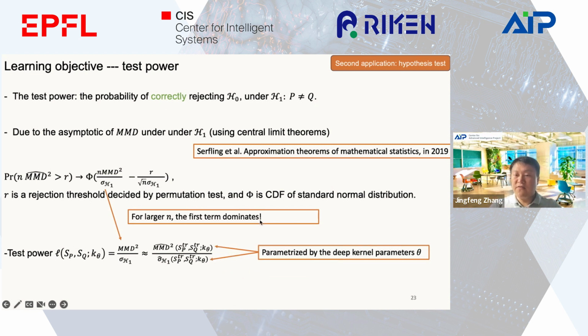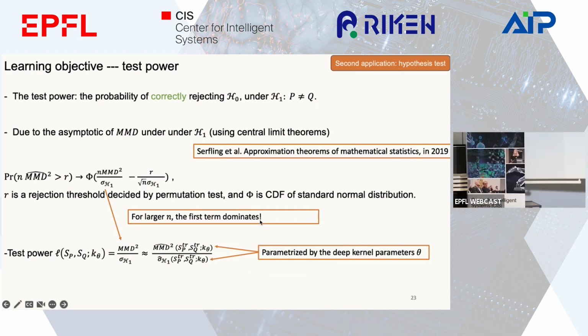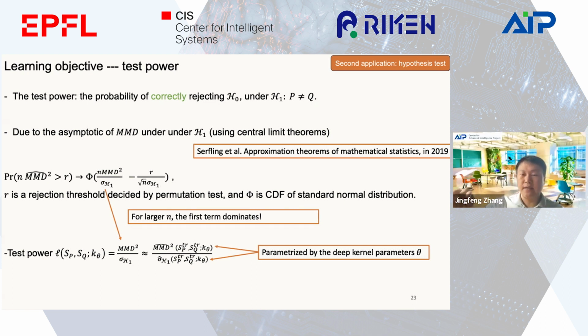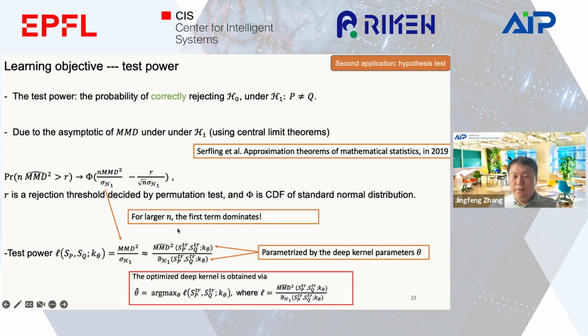To compute the first term, we estimated using the kernel operations, which is parameterized by the theta. Finally, we can obtain the optimized deep kernel by maximizing the test power on the training data. Then the two sample test will have a very powerful testing ability with this optimized deep kernel.